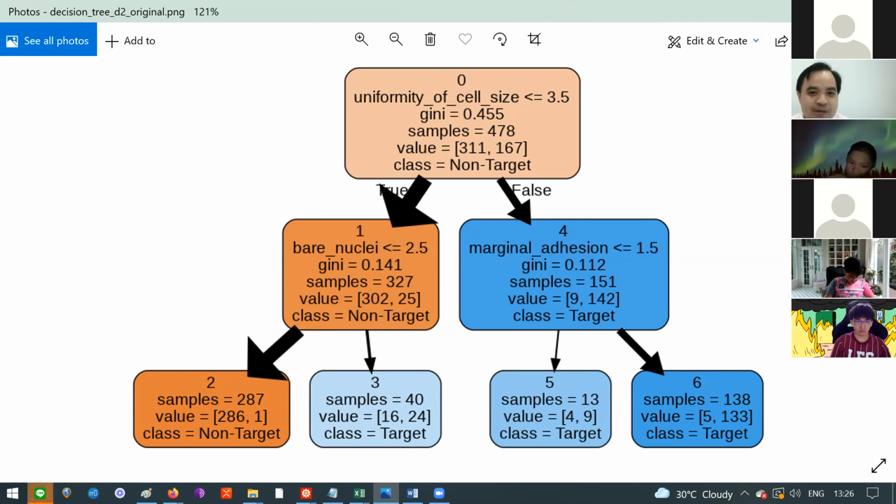So look at box number 0. This is the starting junction. The starting junction looks at what's called uniformity of cell size and asks this question: less than or equal to 3.5? And right now it has 478 women. This is a sample of breast tissue, little bits of cells from 478 persons.